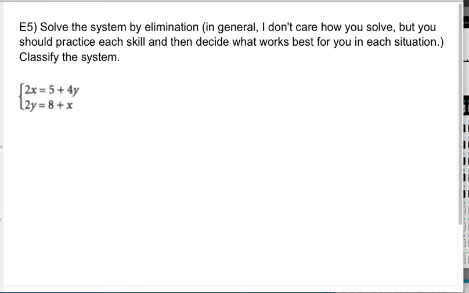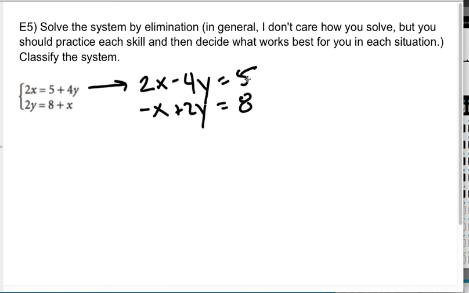So we're going to do an E5 and I think a P5 where I ask you to use elimination, and after that we'll stop this video. And then when we come back, you'll be able to solve in any one of the methods you choose. So again, this is one that's not lined up, right? The first thing I'm going to do is line this up. So 2x minus 4y equals 5. And for this one, I'm going to subtract the x over. So negative x plus 2y equals 8, right?